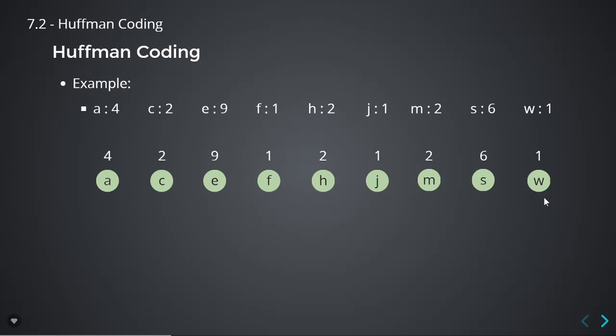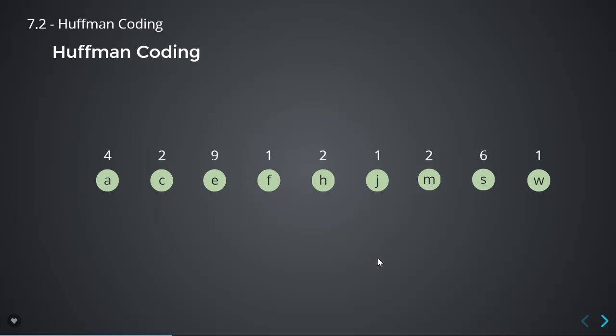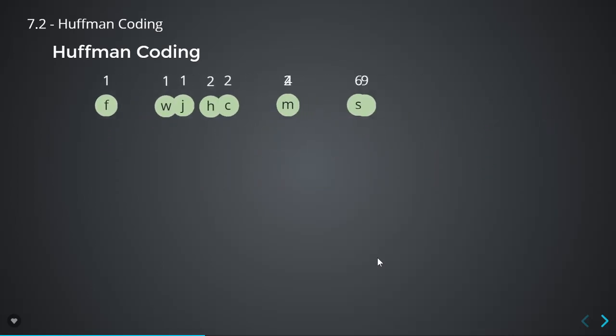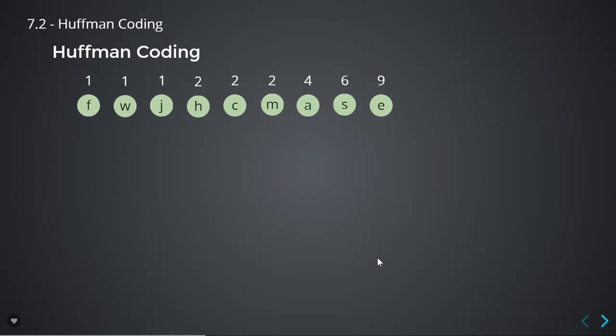So let's have this example. How many letters do we have here? 1, 2, 3, 4. These 9 letters. So you have the document with 9 letters, and these are the frequencies: 4, 2, 9, 1, 2, 1, 2, 6, 1. Okay. So I'm going to make 9 single node trees, and the weight of each tree is just the frequency. We can put them inside a priority queue, same thing, I guess. I'm just going to sort it here.